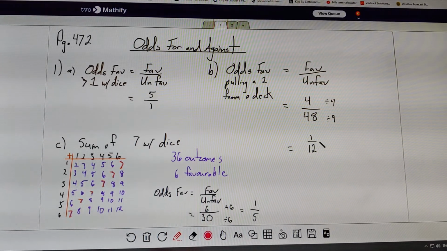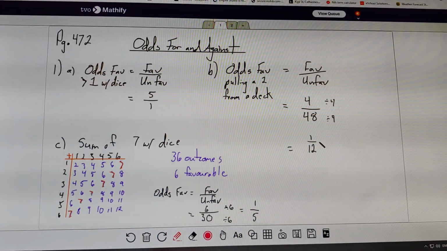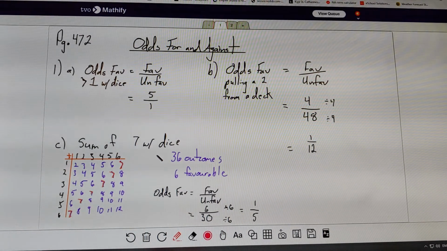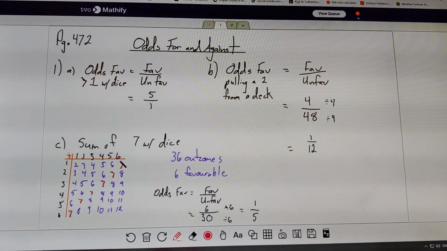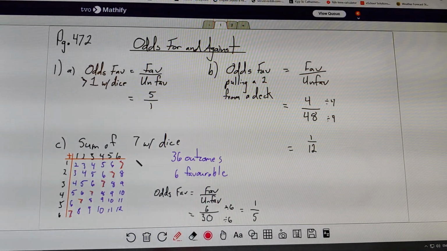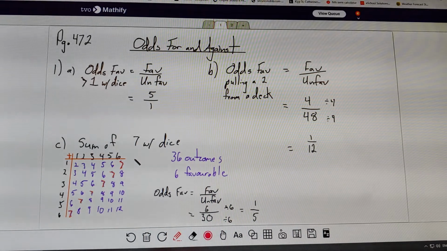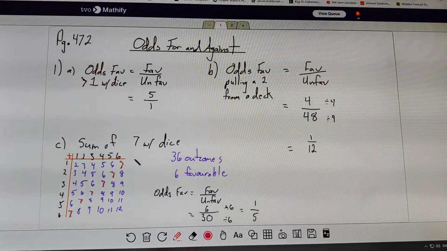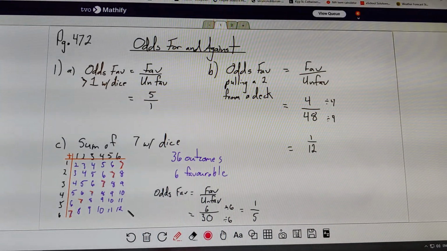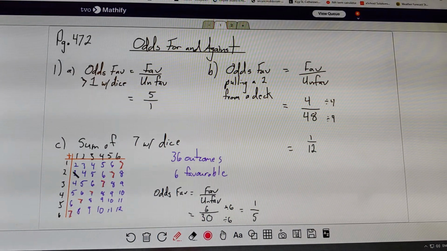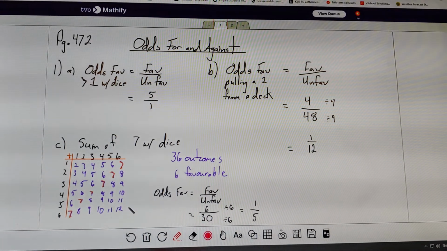C asked for getting a sum of 7 when you roll 2 dice and add them together. To figure out how many outcomes there are, and how many of those outcomes are 7, a little chart like this is very handy. You could have done a tree diagram for this, but this tends to be a little bit smaller. It's basically the same thing as a tree diagram, so it's showing every possible outcome if you get a 1, every possible outcome if you get a 2, 3, and so on.